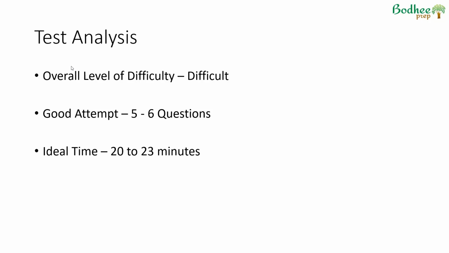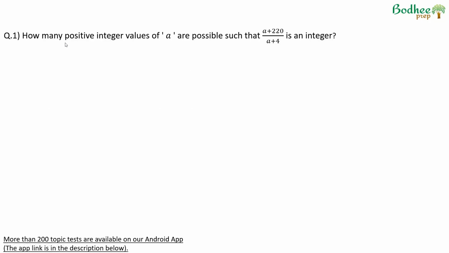If we do look at the questions, the first one says, how many positive integer values of a are possible such that (a plus 220) upon (a plus 4) is an integer. Now a plus 220 can be written as a plus 4 plus 216 upon a plus 4. This becomes a plus 4 divisible by a plus 4, so 1 plus 216 by a plus 4. Now for this to be an integer, 216 should be divisible by a plus 4.